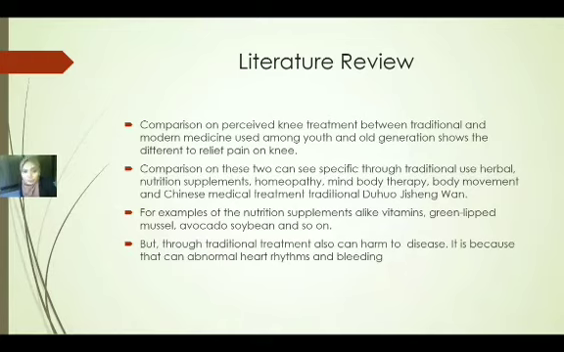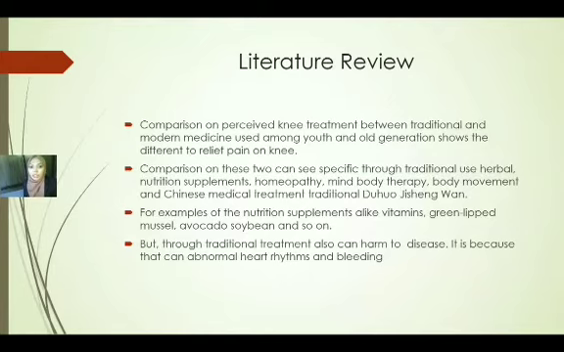Alright, for the literature review. Comparison on perceived knee treatment between traditional and modern medicine used among youth and old generation shows different pain relief on the knee. Comparison of these two can be seen specific to traditional use of herbal. From traditional, that uses herbal, nutrient supplement, homeopathy, mind-body therapy, body movement, and also Chinese medical treatment, traditional, we call Duhua Jishen 1.